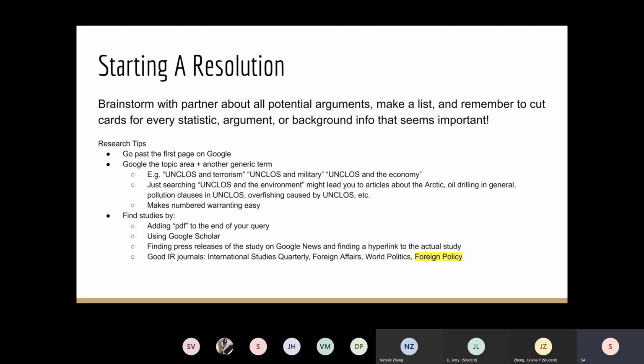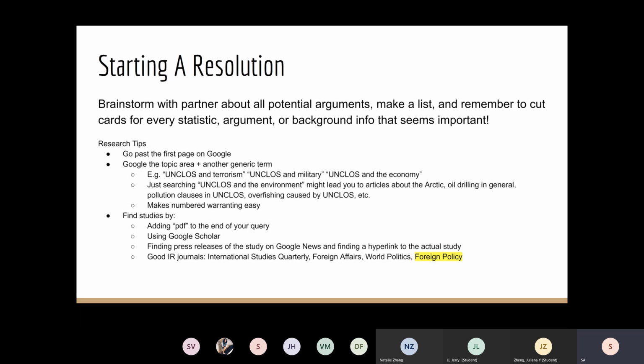Go past the first page on Google and Google the topic area plus another generic term. For example, UNCLOS in terrorism, UNCLOS in military, UNCLOS in the economy. Just searching UNCLOS in the environment might lead you to articles about the Arctic, oil drilling in general, pollution, clauses in UNCLOS, overfishing caused by UNCLOS, etc. So just brainstorm more about the specific argument areas and use the keywords from that to search the topic area to get more information. It also makes numbered warranting easy.